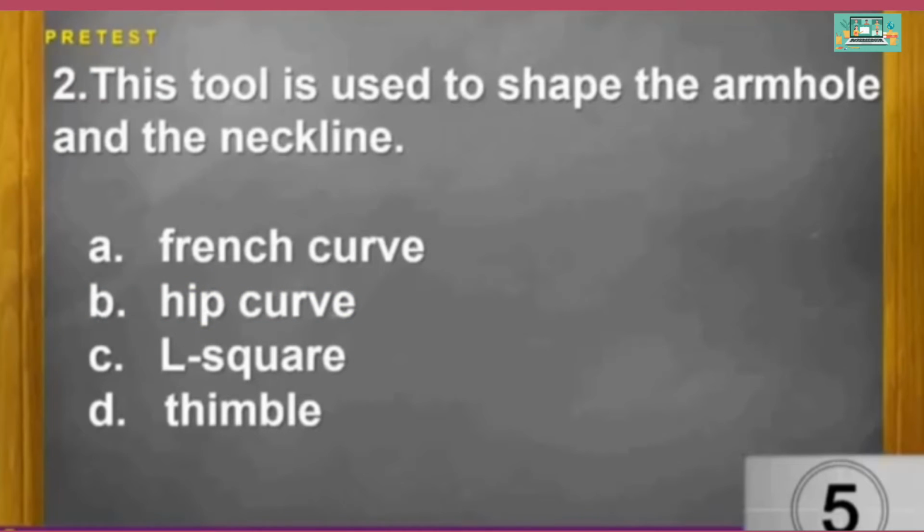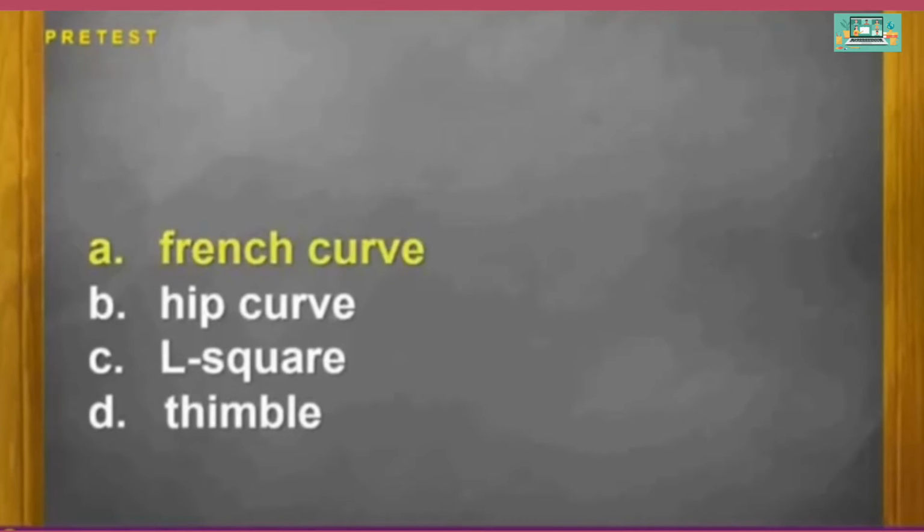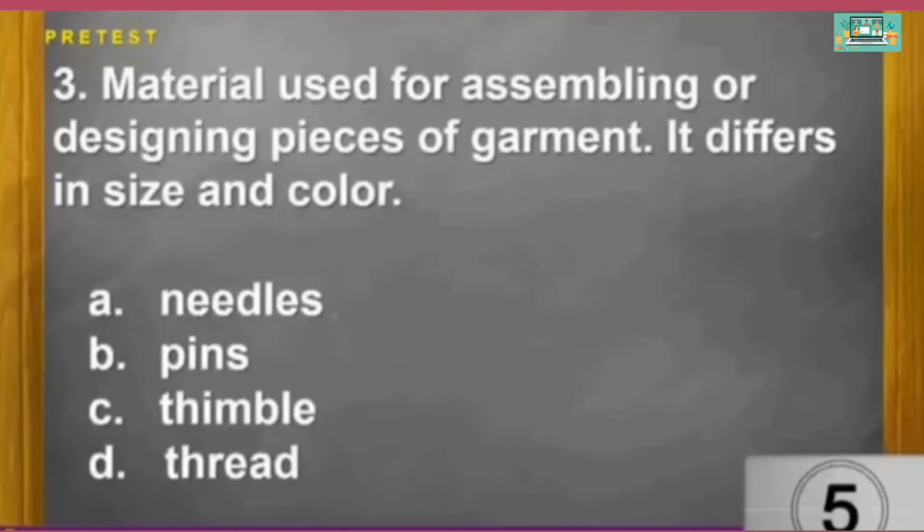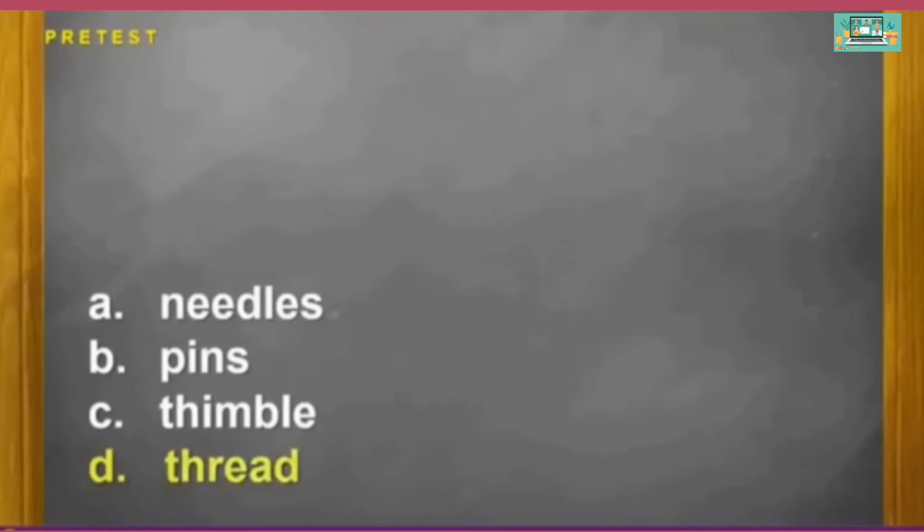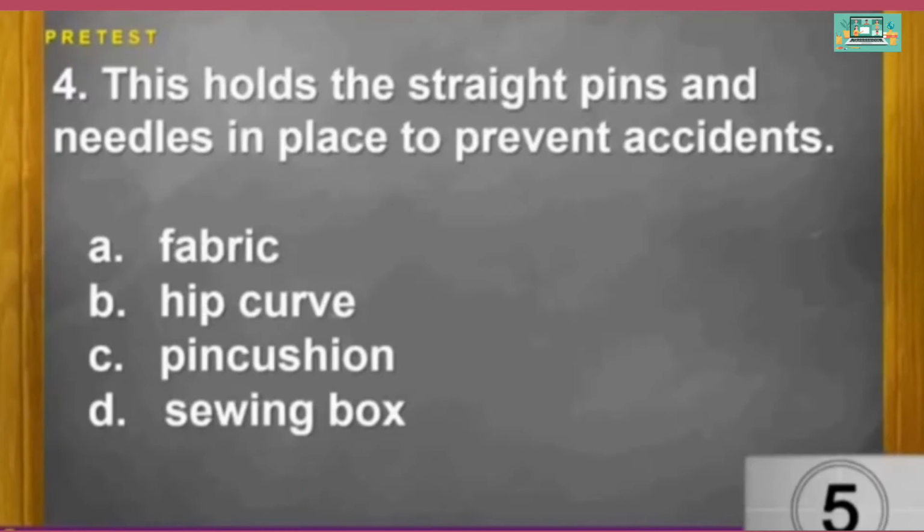Number 2. This tool is used to shape the armhole and neckline. The answer: stretch curve. Number 3. Material used for assembling or designing pieces of garment. It differs in size and color. The answer: thread.